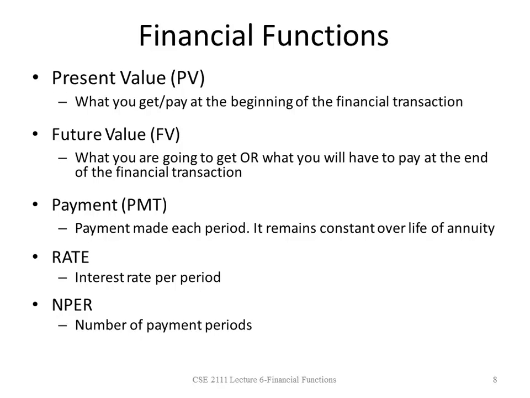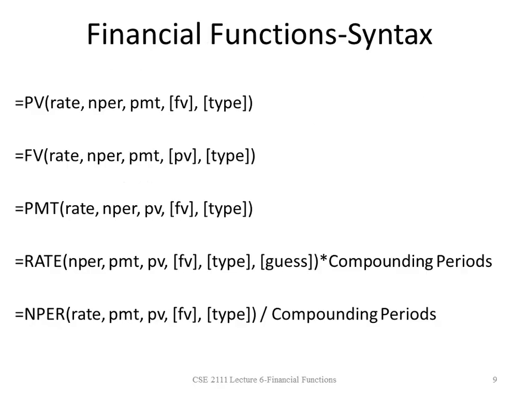The payment function, or the PMT, is going to give us the payment made each period, which has to remain constant over the life of the annuity. The rate function is going to give us the interest rate per period, and the NPER function is going to give us the number of payments per period.